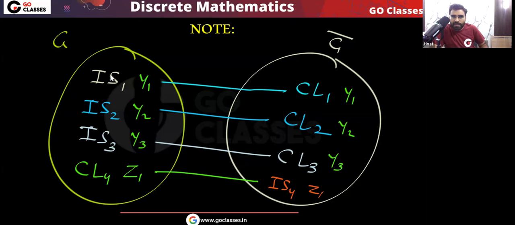So you can see every independent set of G has a corresponding unique clique in G complement, and every clique of G complement has a corresponding unique independent set in G. Okay, so it's again a bijection here. So I can say the number of independent sets in G will be equal to the number of cliques in G complement. Okay, that's it. So very easy.